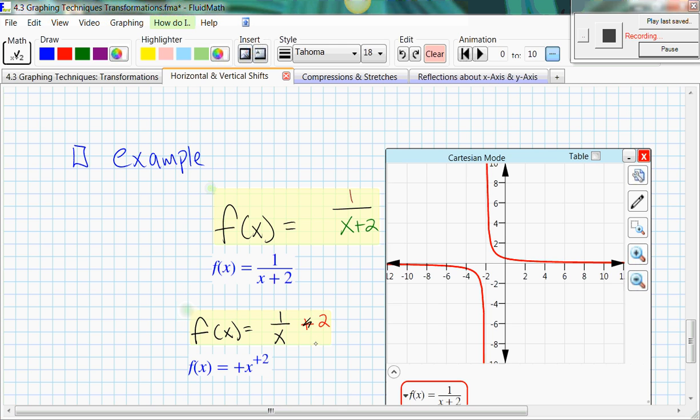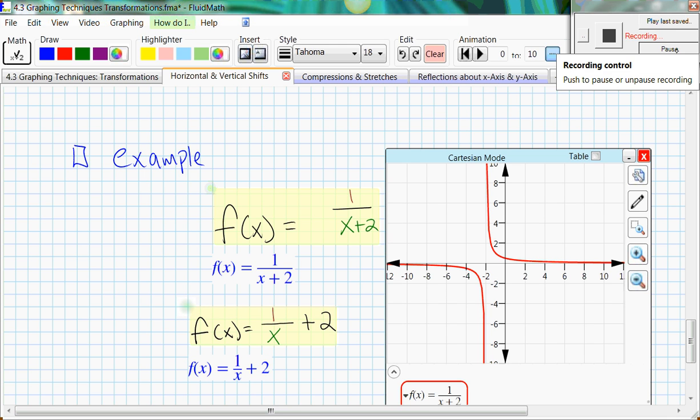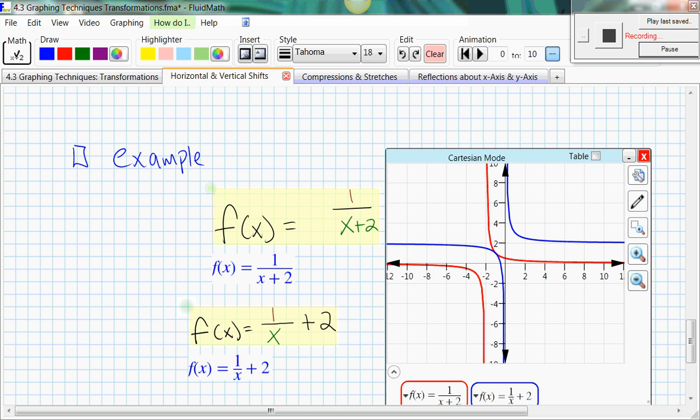This doesn't look like it recognizes what I'm saying. There we go. 1 over x plus 2. This would be the reciprocal graph except moved up 2 units. And there it is. The difference is because the 2 is being added to the function. In the other case, the 2 is part of the function, underneath in the denominator. So this one is going to move it left and right. This one's going to move it up and down. Okay, there's horizontal and vertical for you.